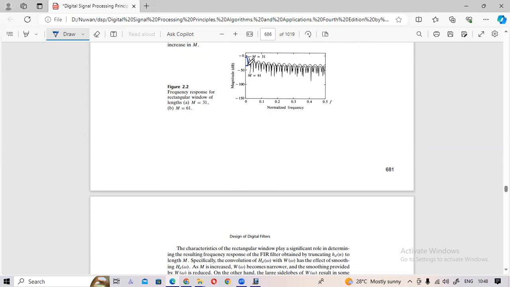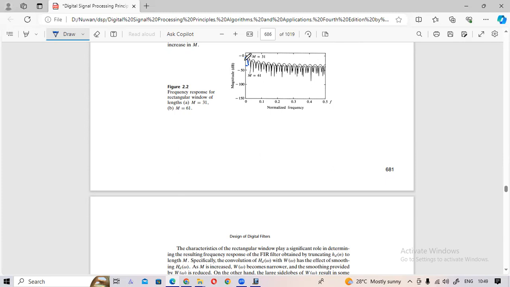This is what we call the main lobe, and these are side lobes. You can see that the big one is related with M equal to 31, and the small one is related with M equal to 61. When the number of samples is increasing, this main lobe will be narrower.